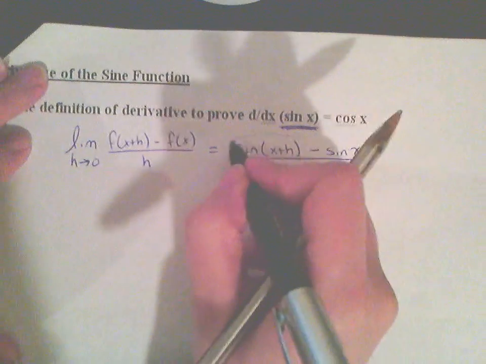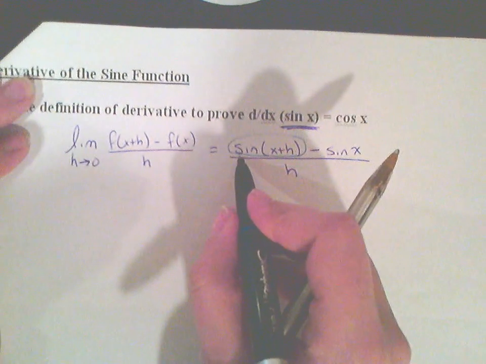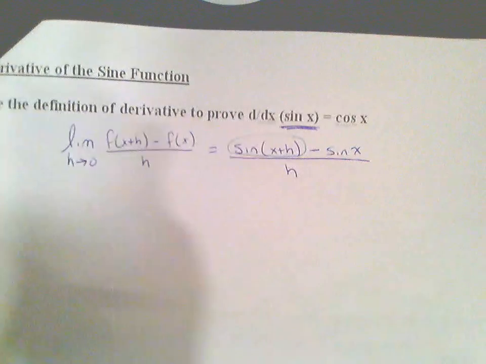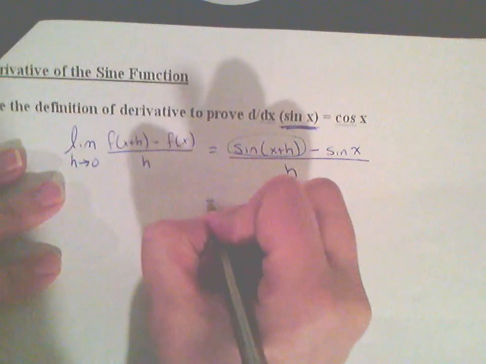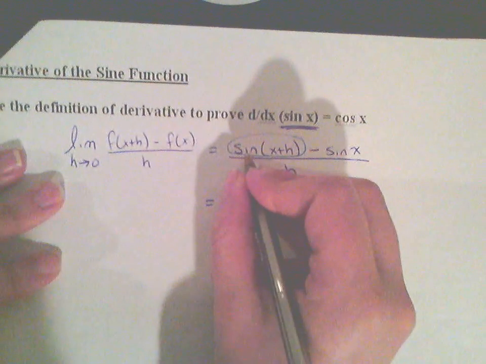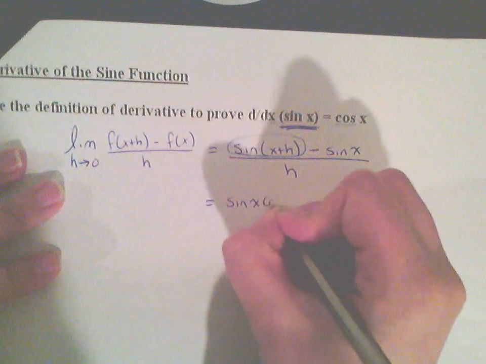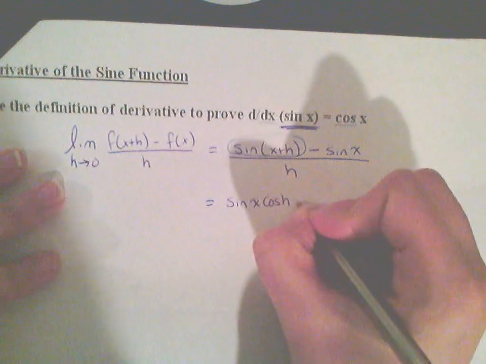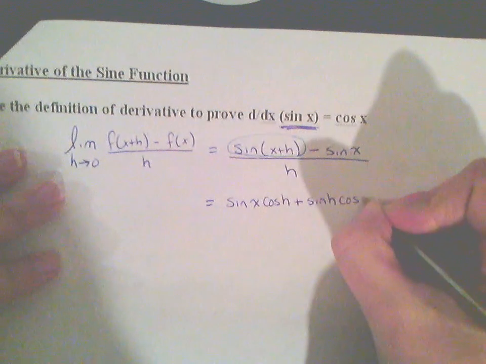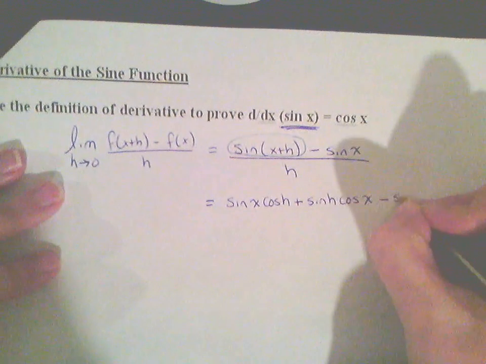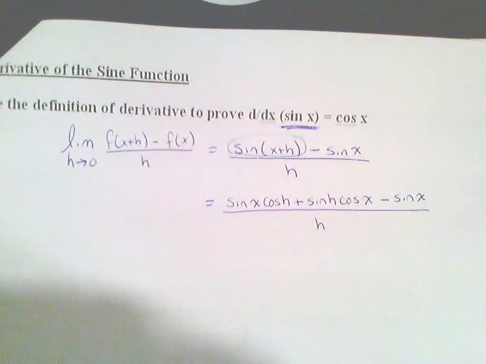So you see here, we're going to use the sum property of sine to break this apart, because we need to simplify this as much as possible. So this ends up being sine of x cosine of h plus sine of h cosine of x, minus sine of x. All of that is over h.